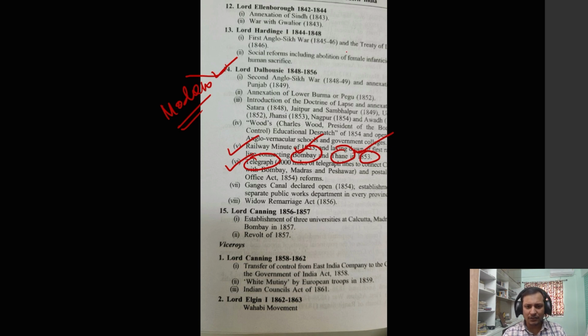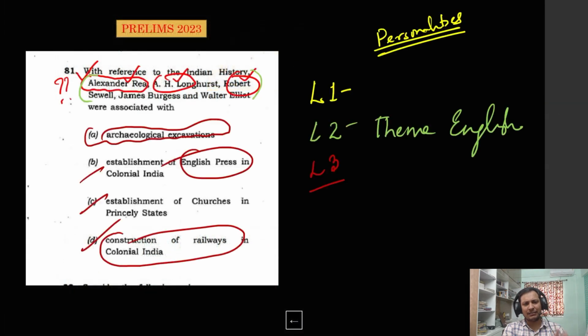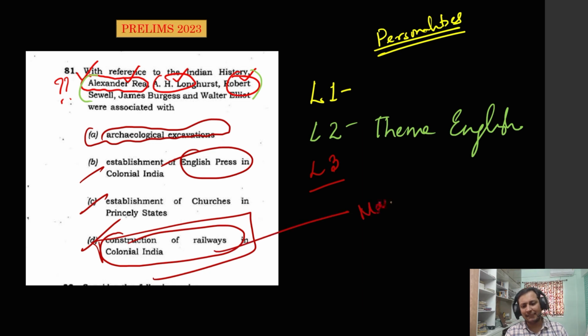This is also a UPSC mains question, I think the 2013 mains PYQ, Dalhousie railways. You see, this means UPSC has been integrating the PYQs, not just repeating them, I would say. This construction of railways was asked in the mains examination 2013. That means I cleared in 2013.